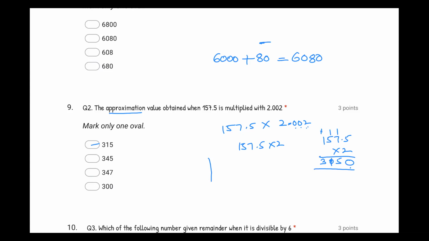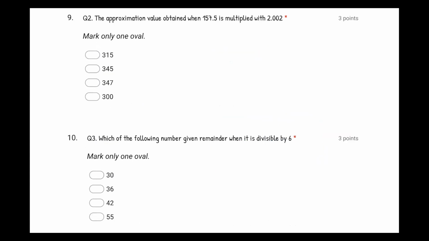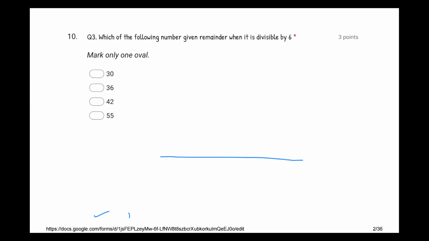And next, third question, which of the following numbers given remains a remainder when it is divided by 6? Here they are asking, if you divide by 6, which gives a remainder, meaning which is not divisible by 6. Here 30 is divisible by 6 table, 36 also, 42 also. But 55, if you do division, 55 by 6, you will get remainder 1. Means the answer is 55. The answer is 55.